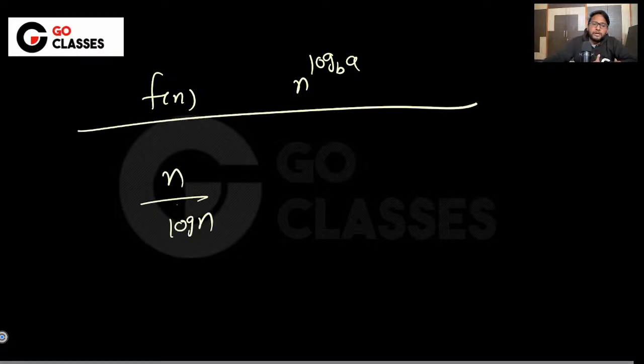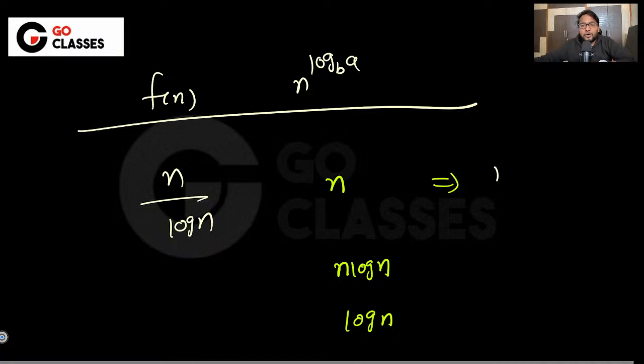Okay, if this is f(n), this is n to the power log base b of a. If this is n upon log n, and now let's have the cases here. If this is n, then what is the answer? If this is, let's suppose, n log n, then what is the answer? If this is just log n, then what is the answer? Can you tell me the answers here? If this is n, since it is one-time division only, that is why n log n is the answer.